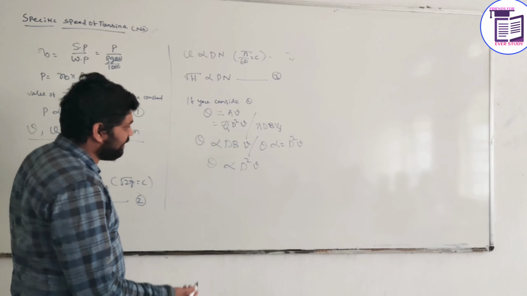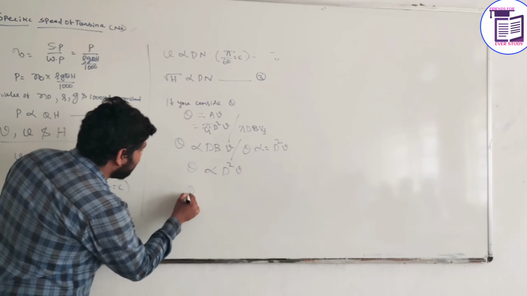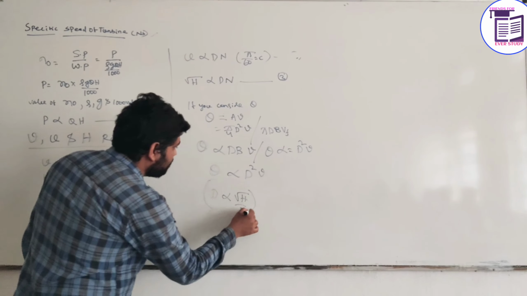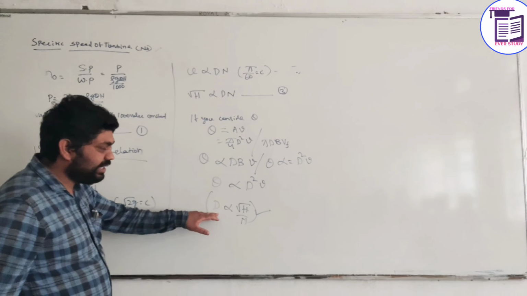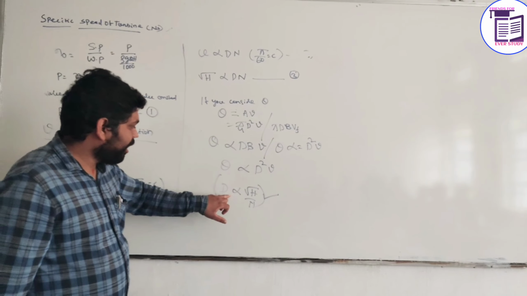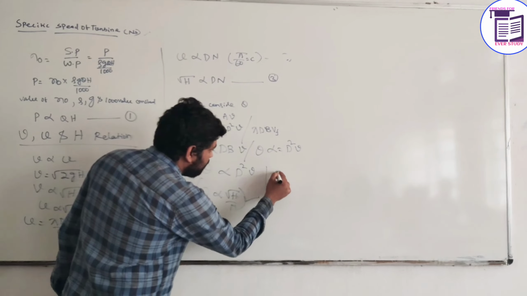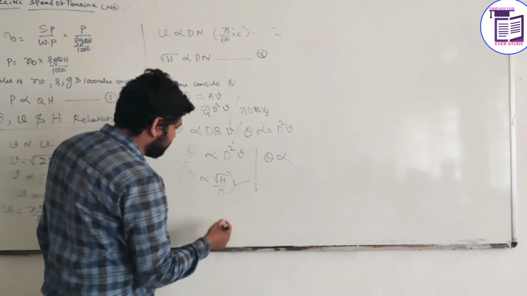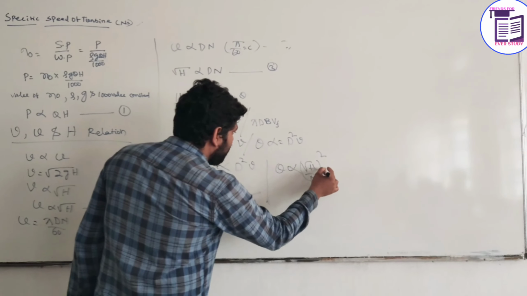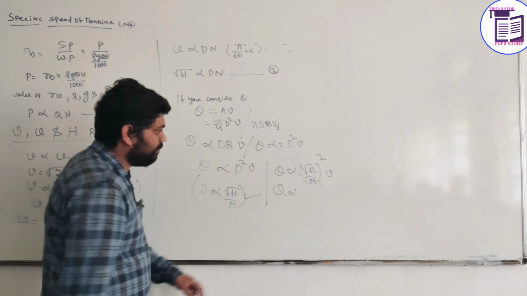From this equation 3, if you modify equation 3, then you can write d directly proportional to root h by n. Now putting the value in the equation, we can write Q directly proportional to (root h by n) whole square into b.